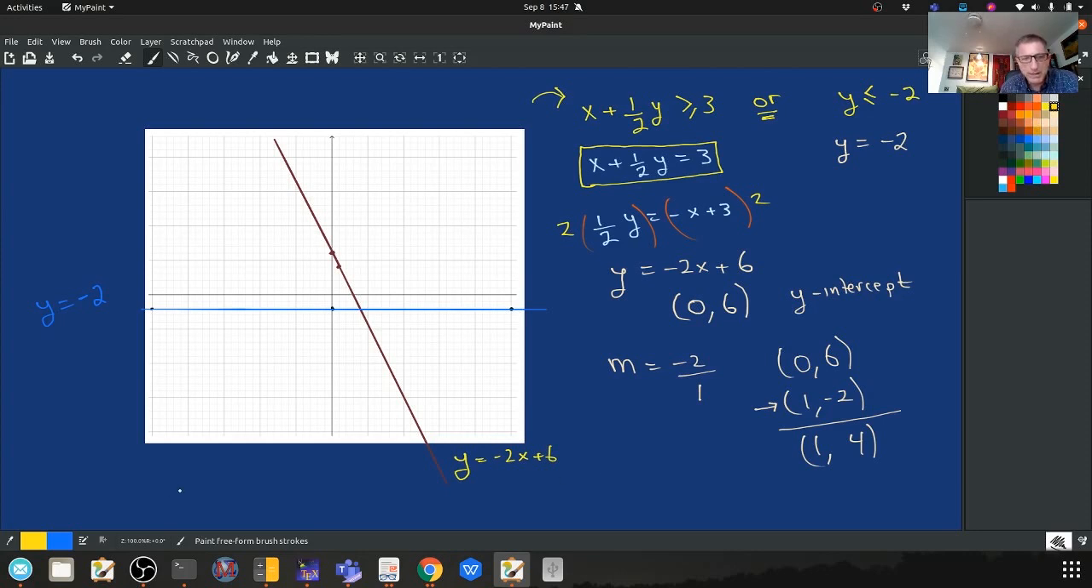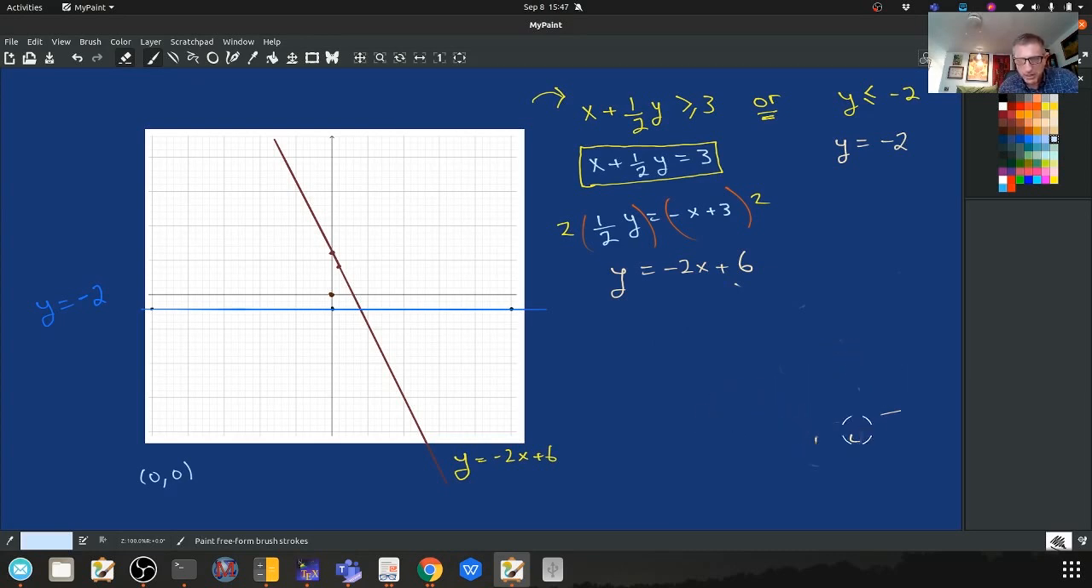So again, what will our test point be? Neither one of those lines go through the origin. So let's use our test point is 0, 0. So let's plug in 0, 0 in this equation right here. So let me go ahead and take the time to erase some of this material right here. I want to use this space, but I want to keep this graph in place so we can see it.